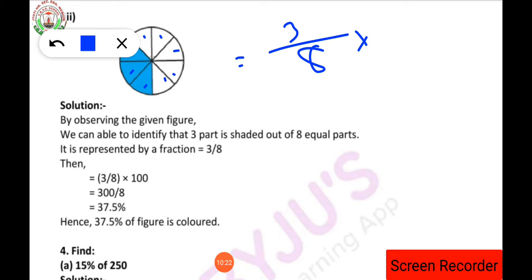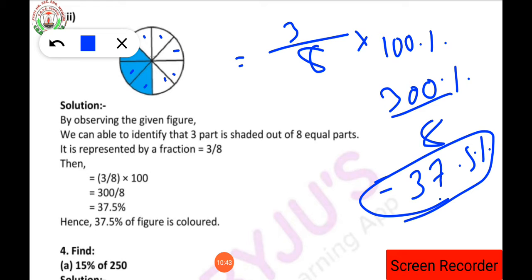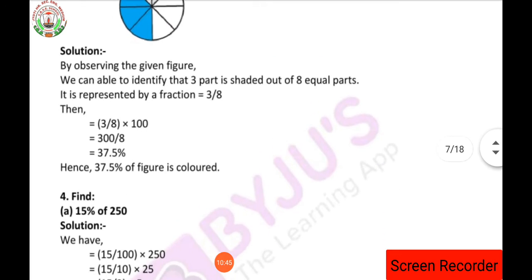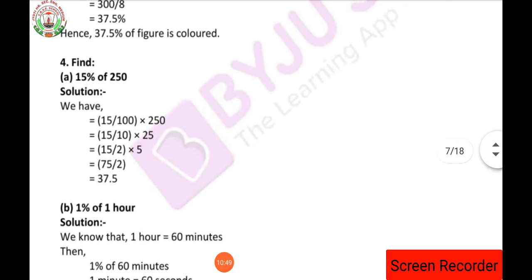3 by 8 is in the form of a fraction, which we have to convert into percent. So multiply the fraction 3 by 8 into 100, it will be 300 upon 8%. Now we can cancel by the table of 2, you will get the percent as 37.5% as an answer. Clear everyone? So in this way, students, you have to do. Clear? Now let's have question number 4.